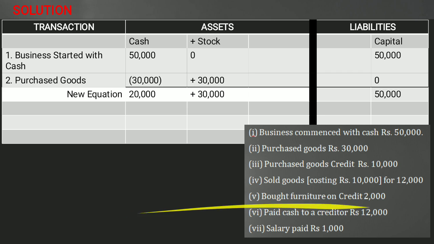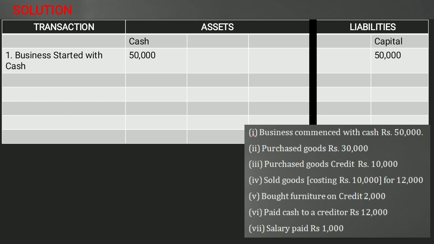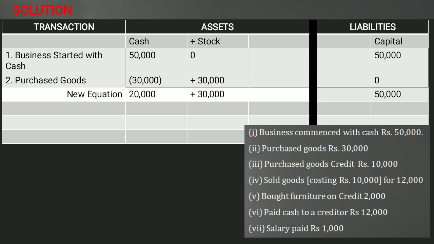So in the previous transactions, we have only cash and capital. But here we can check. Once we purchase goods and new items come into the business, the new equation is cash plus stock is equal to capital. So just after the purchase of goods, new cash will be 20,000 in the firm, and new stock, new goods, will be 30,000 in the business.